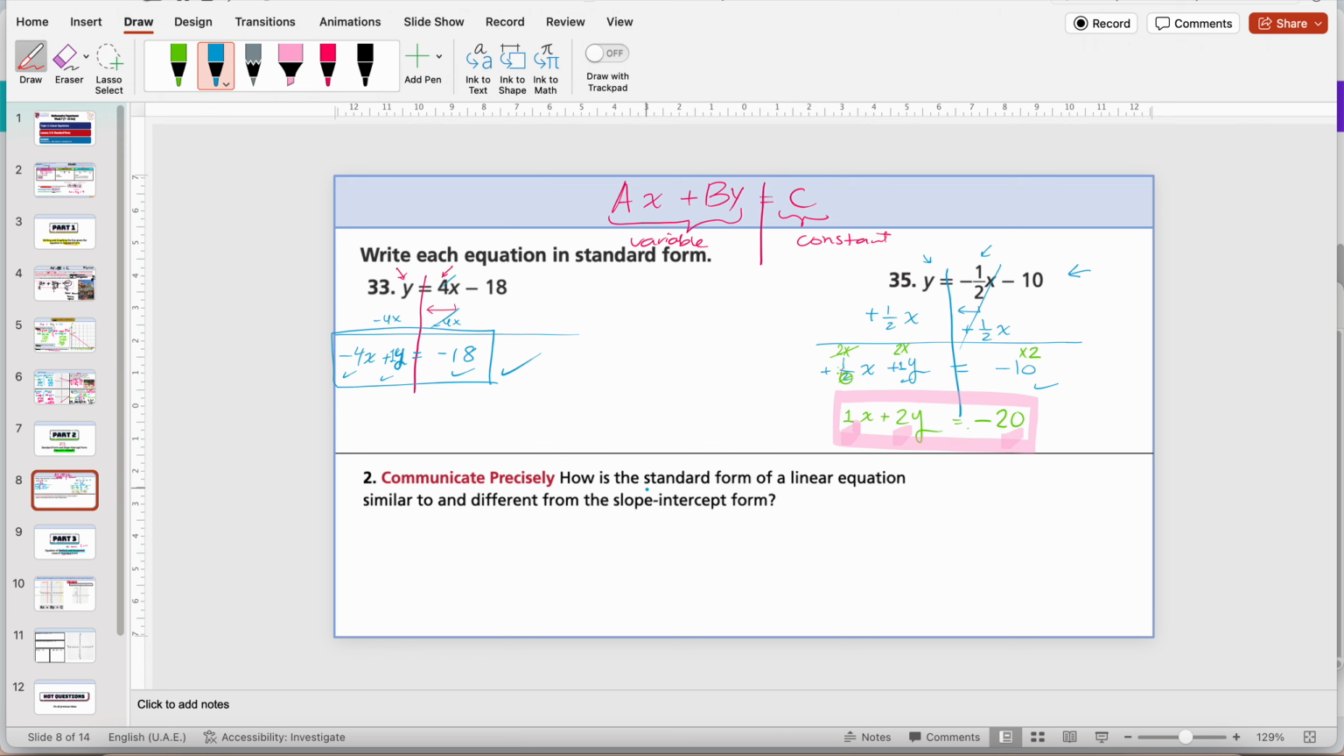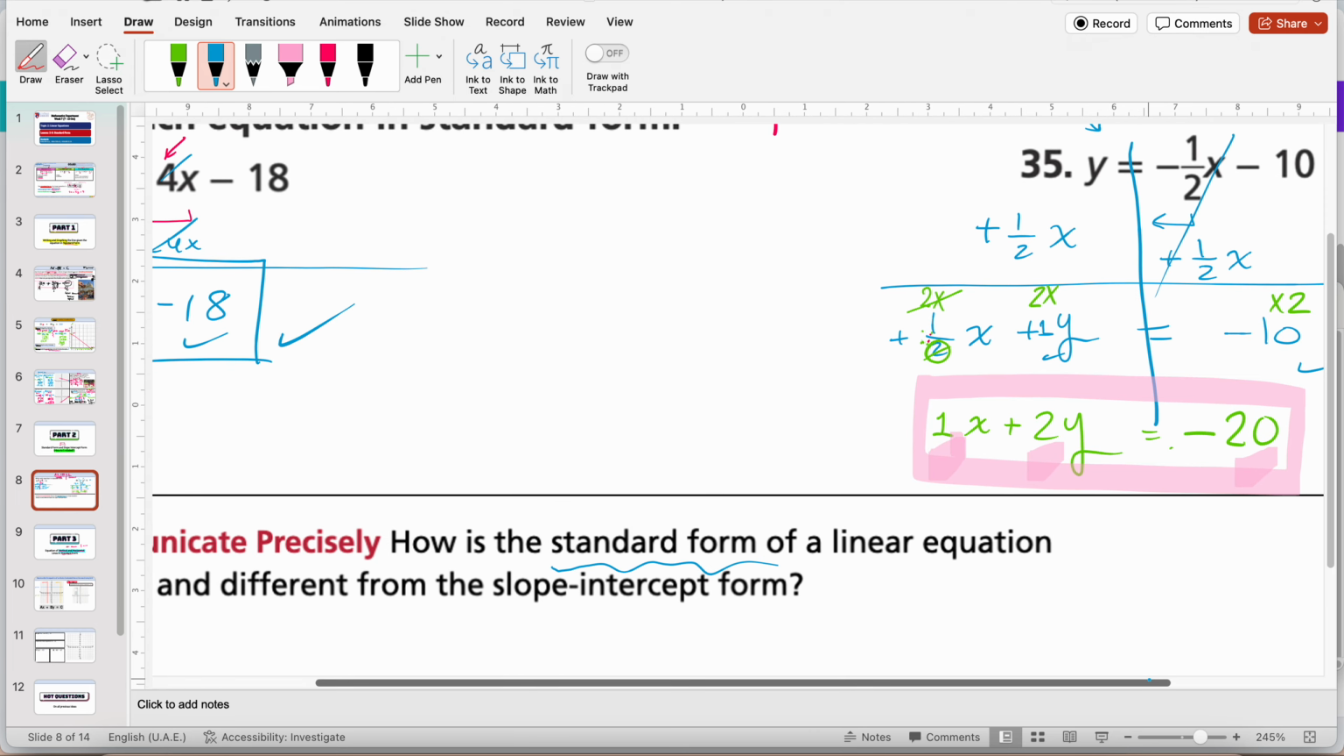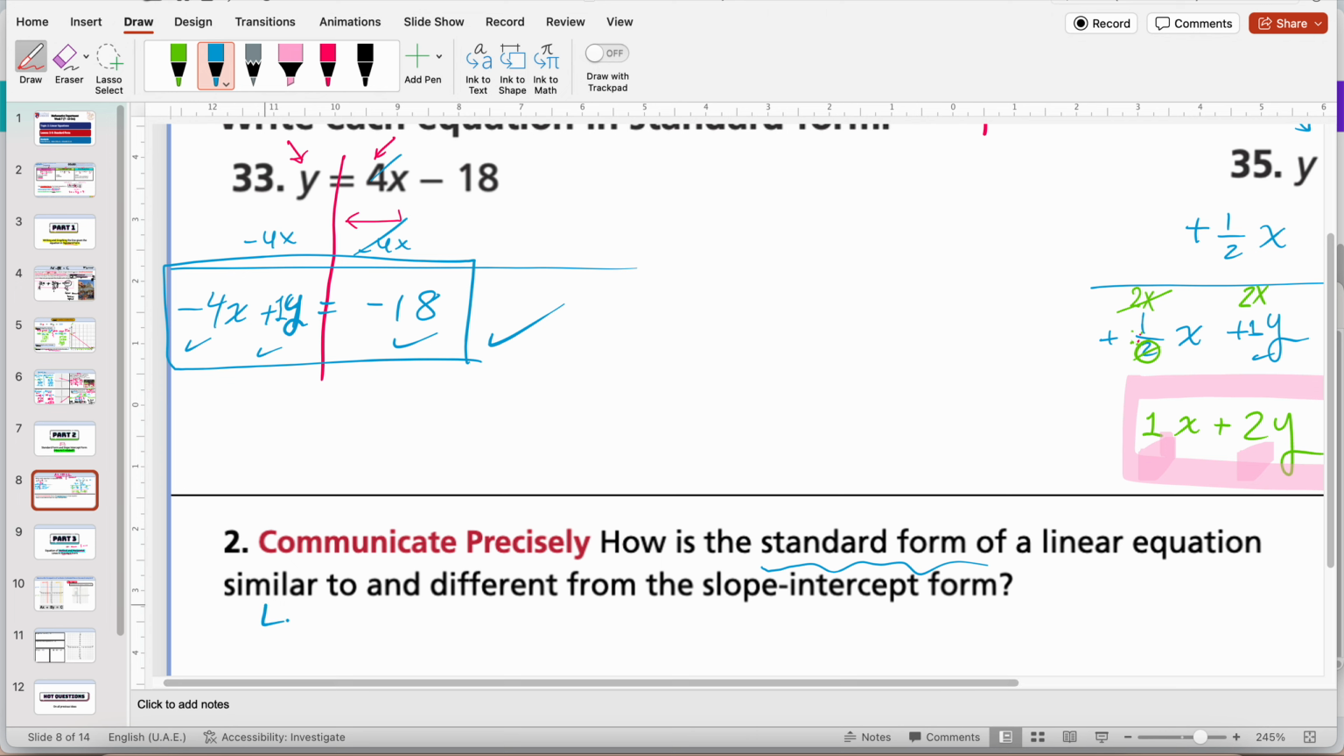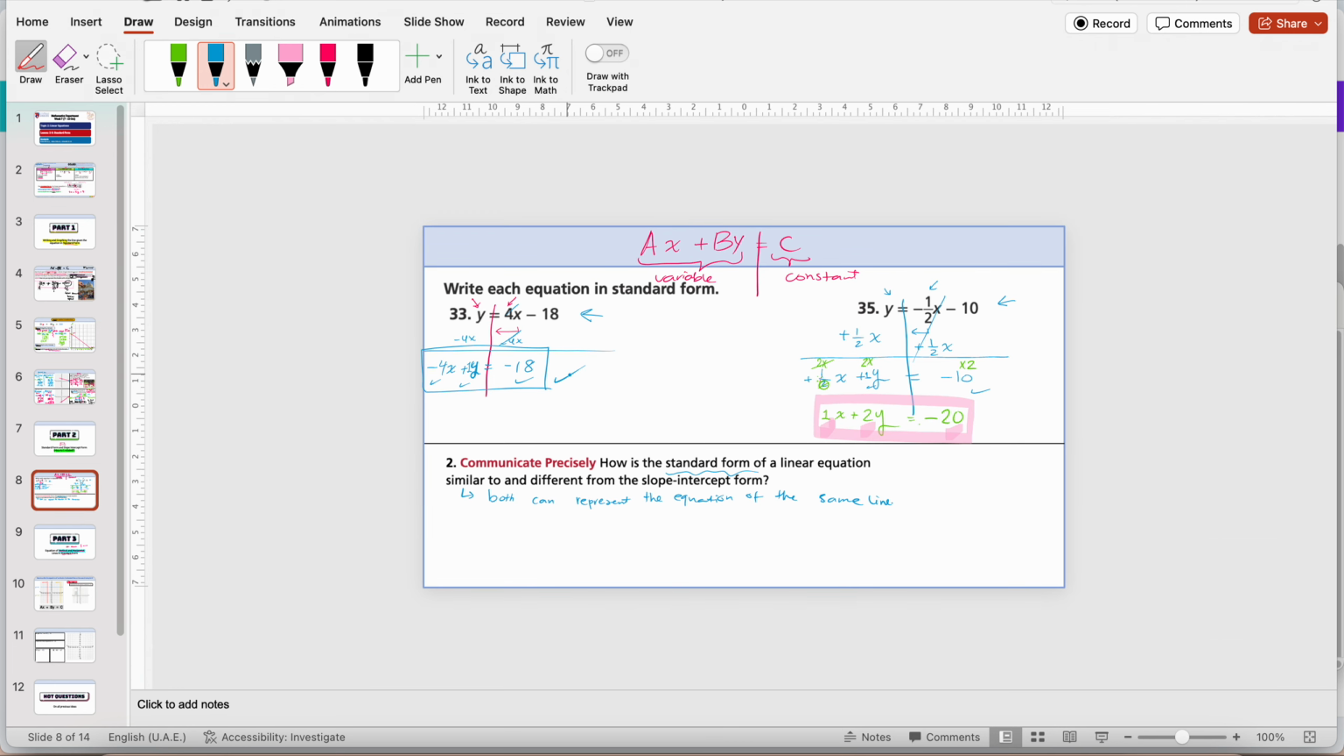That's it. How is standard form of a linear equation similar, and how is it different from slope-intercept form? Basically they are both equations of a line. This is how they are similar. Both can represent the equation of the same line. I can write the equation of a line either in slope-intercept form or in standard form. Both of them are representing the same equation of a line, but they're just different formats.